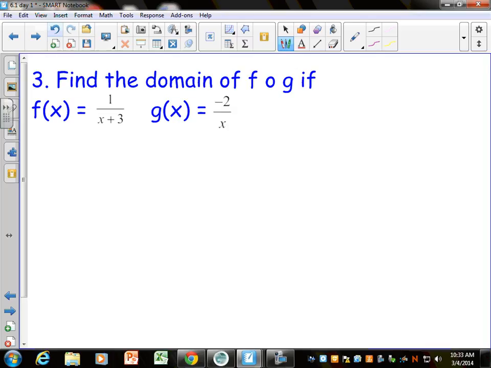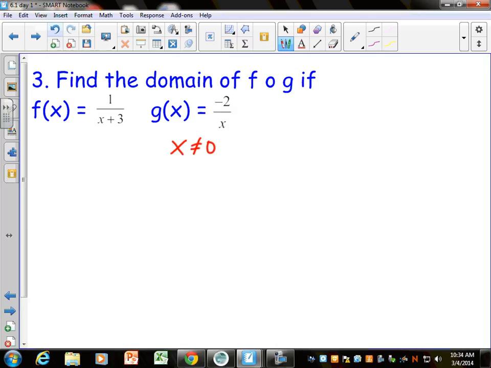So step 1, what can't g of x equal? 0, because you can't have 0 in the bottom, right? So I can say x cannot equal 0. That's going to be part of my answer eventually. That's the easy part. The second part is you have to tell me what f of x can't equal, and then we set g of x equal to that number. That's step 2. That's the big hard step of today.